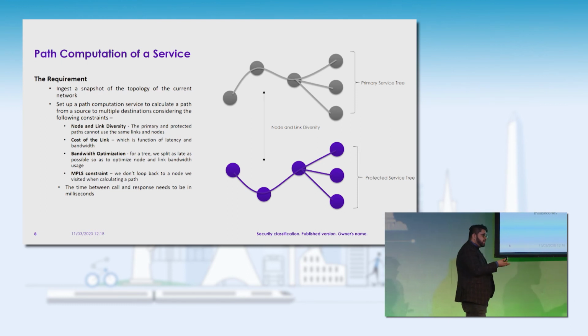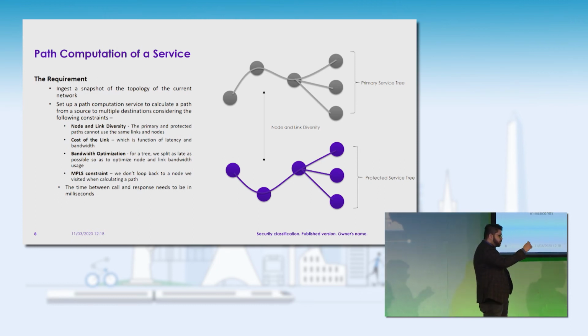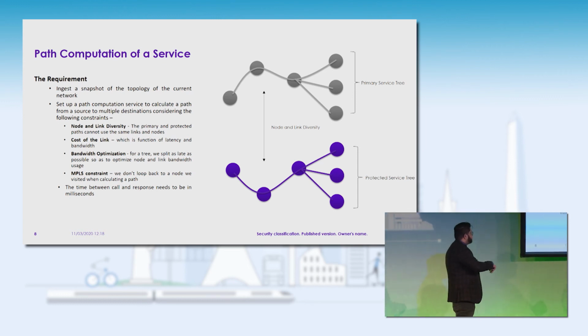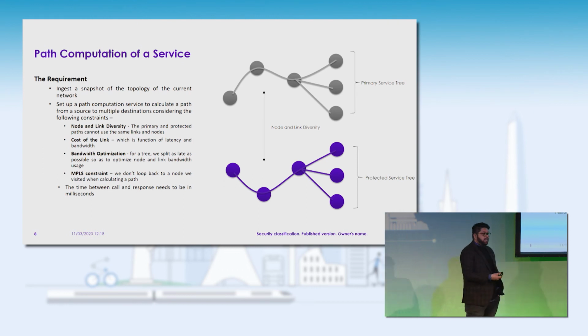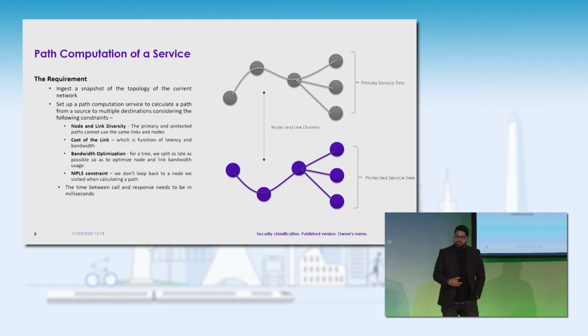We wanted the tree to split as late as possible in order to optimize the usage of bandwidth across the core. And finally, we had an MPLS constraint, which says if you're traversing a graph, don't loop around and revisit a particular node, right? And all of this needed to be done in milliseconds because our target for our customers was immediate provisioning and setup of services.